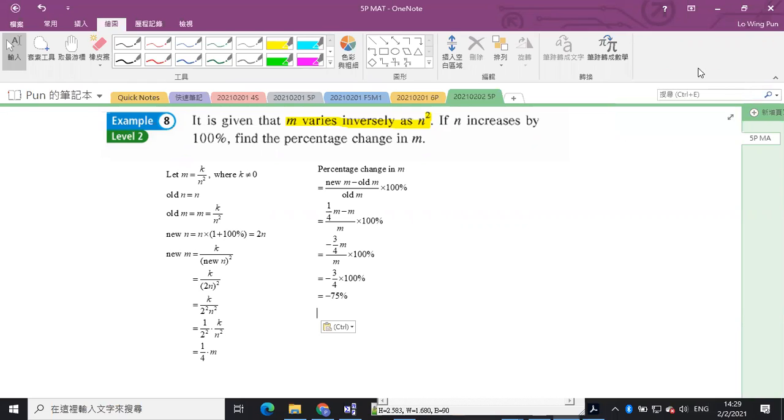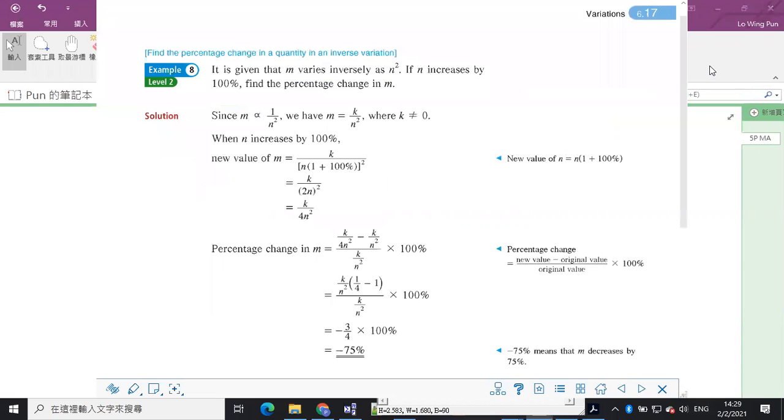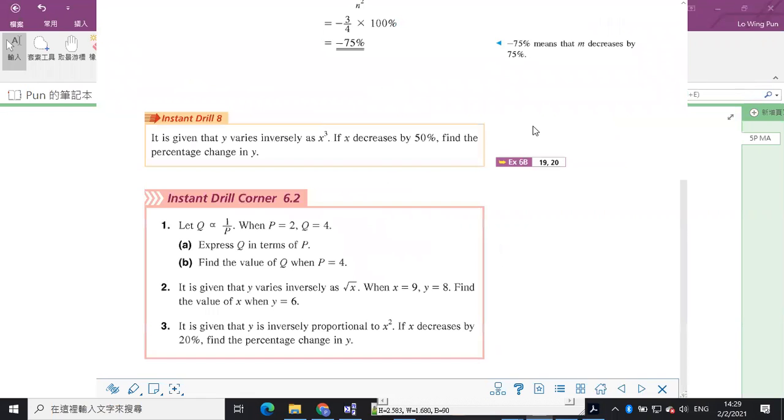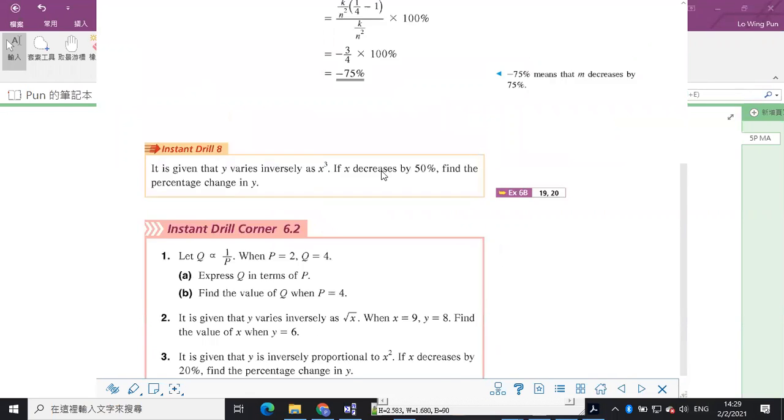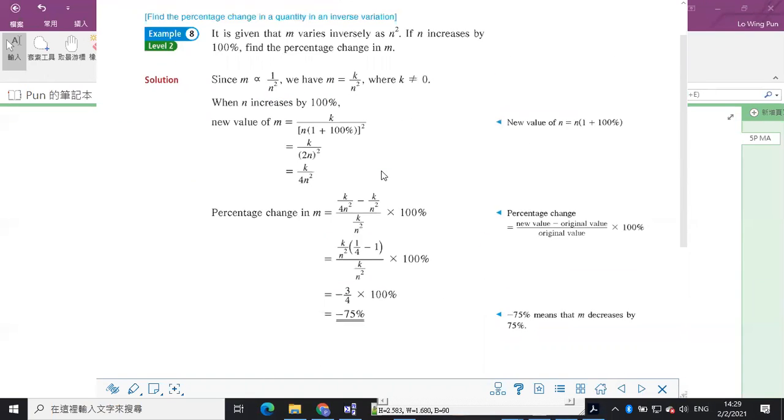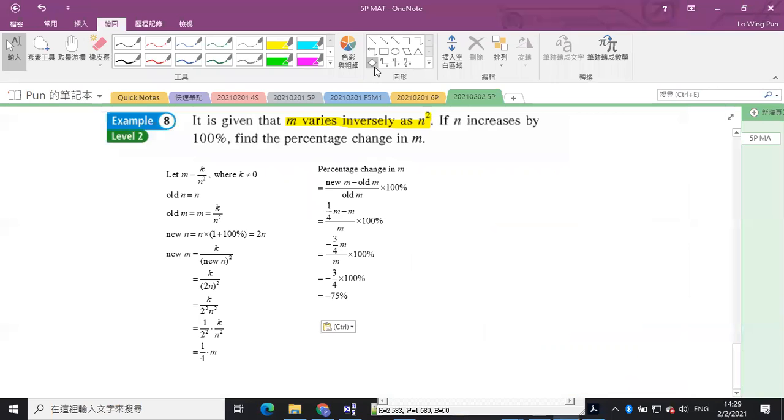Okay, now I would like you to do the instant drill number 8. Sorry, 2n. Because it is increased by 100%. You mean this one, right? Because 1 plus 100%. 100% is 1. Okay, and then 1 plus 1 is 2. So it is 2n. Can you see this?